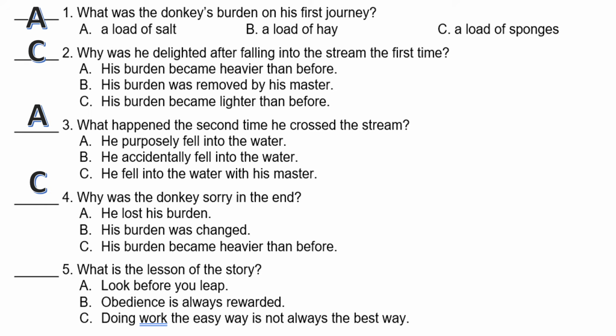Number 5. What is the lesson of the story? A. Look before you leap. B. Obedience is always rewarded. Or letter C. Doing work the easy way is not always the best way. Yes, it's letter C.